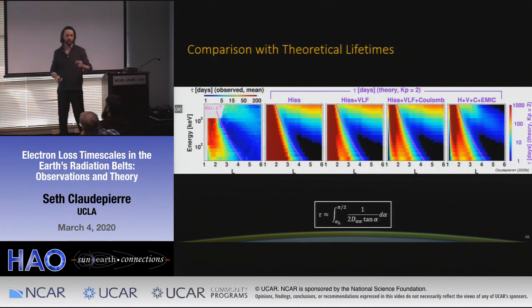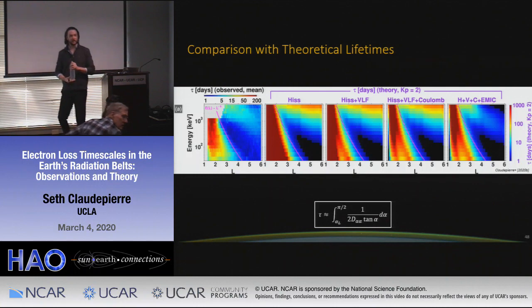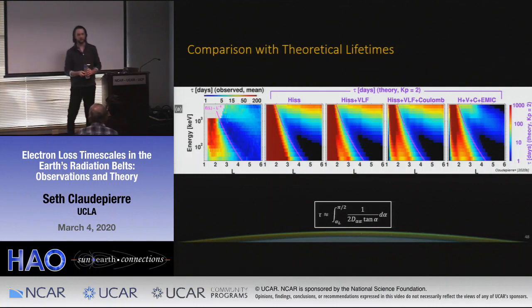Yep, Maria. Did you look at chorus at high L shells? Chorus at high L shells, yes. At high energies? We have not included chorus waves. So chorus waves are also important. There's a reason why we haven't done that.